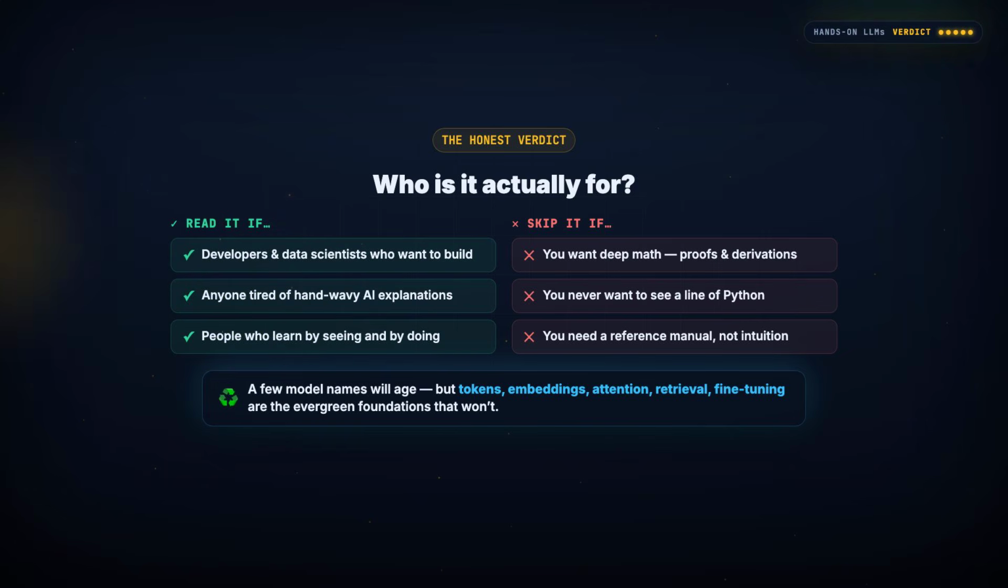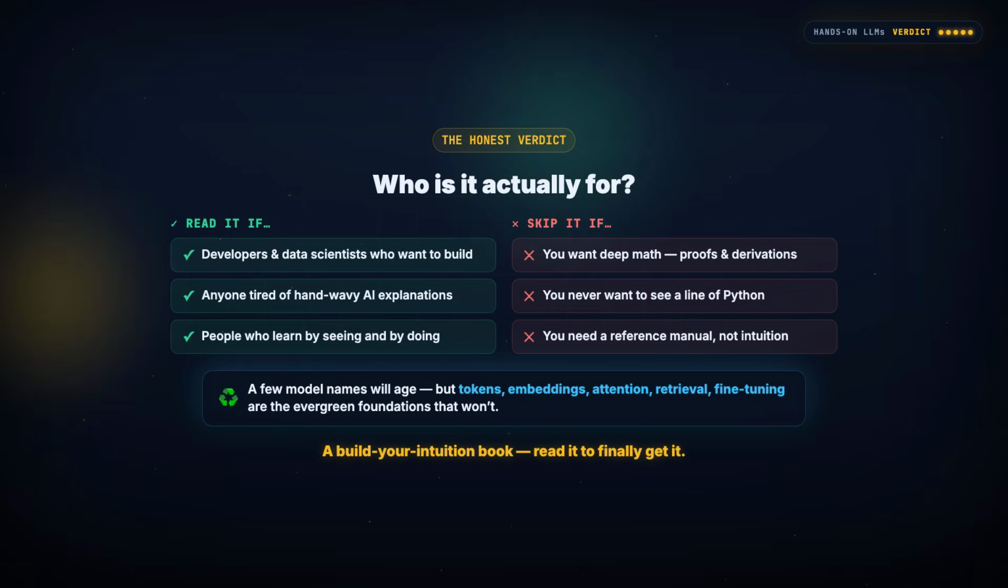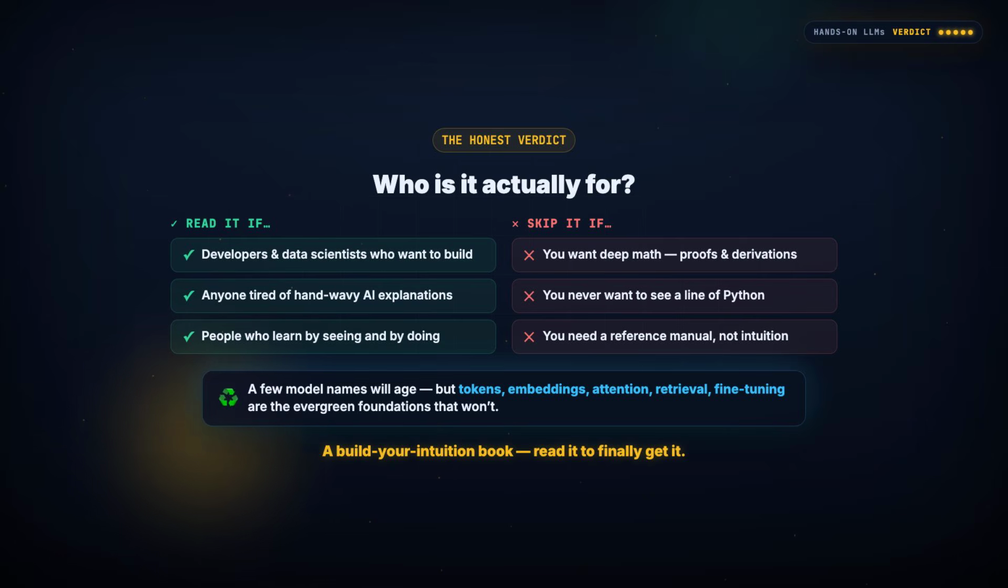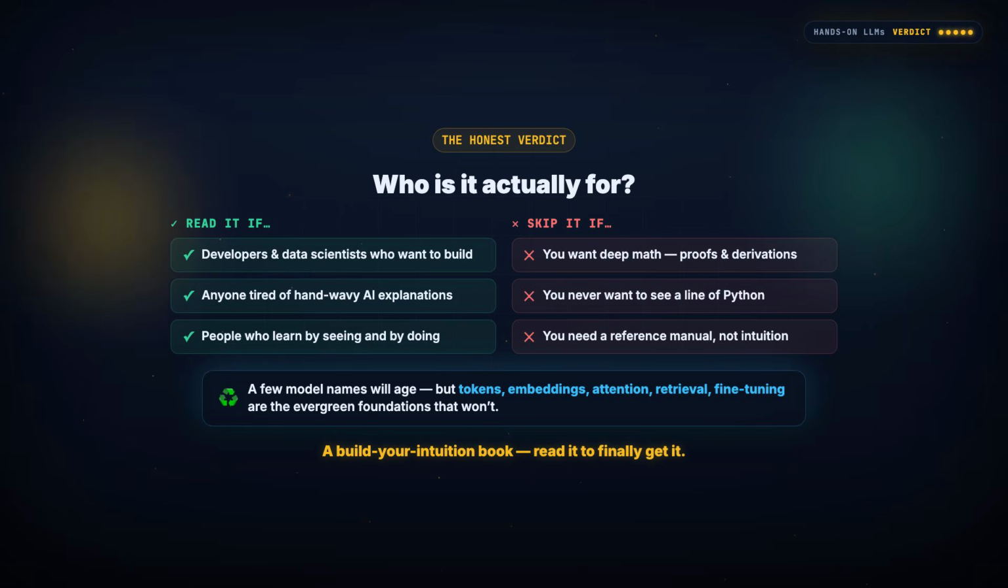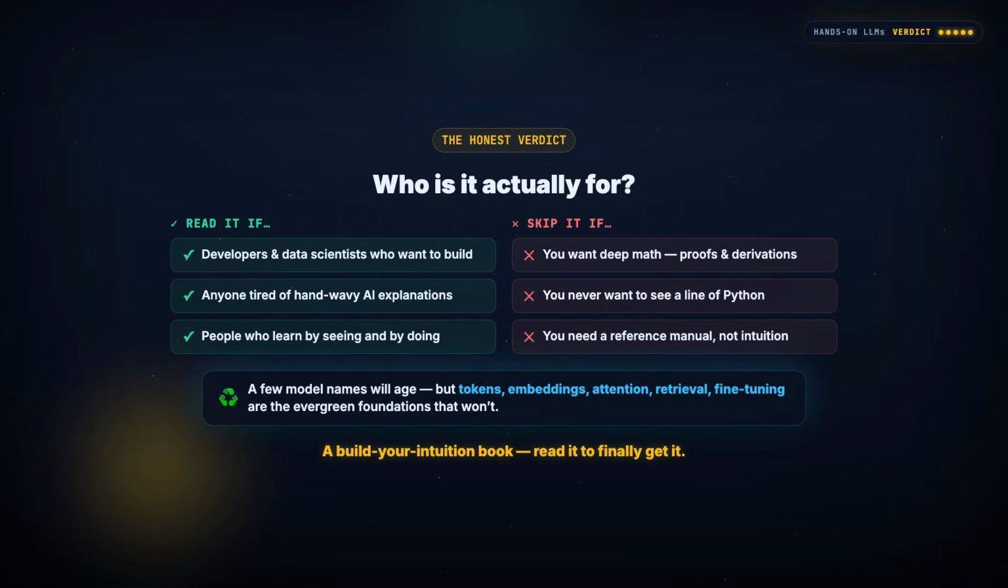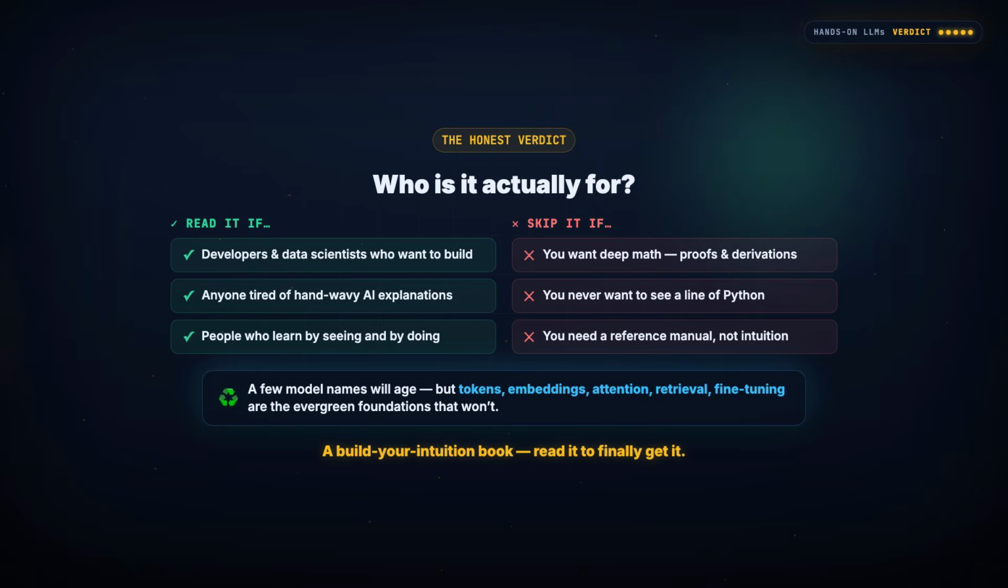But let me be fair about who should skip it. If you want deep mathematical theory, the proofs, the derivations, the academic treatment, this isn't that book, and it's proud of that. If you're a non technical reader who never wants to see a line of Python, the hands on half will be lost on you. And because the field moves so fast, a few specific model names will age. But the core ideas here: tokens, embeddings, attention, retrieval, fine tuning, those are the evergreen foundations that won't change. This is a build your intuition book, not a reference manual. Read it to finally get it.